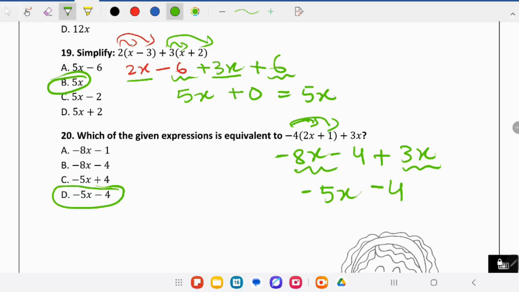I solved a number of questions. I hope you understand how to simplify the expression. In the next lesson, we are going to learn how to multiply algebraic expressions. Till my next lesson, bye bye.